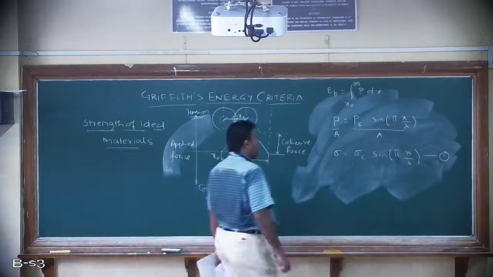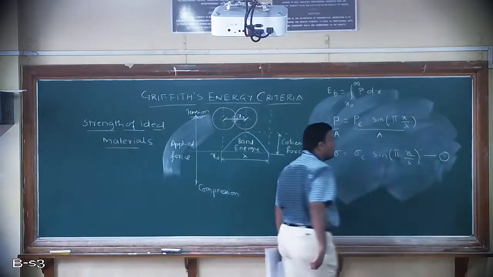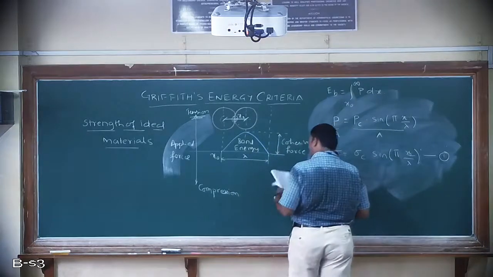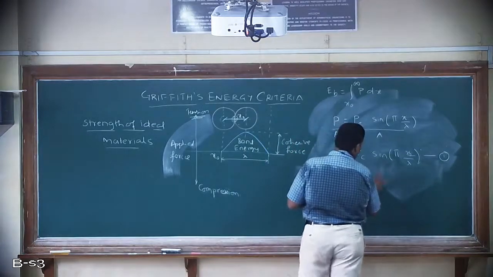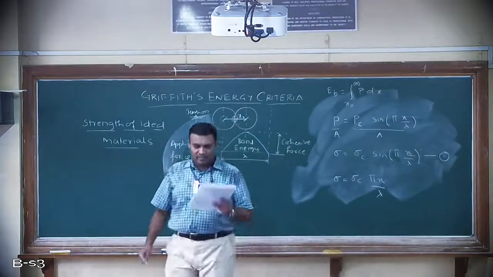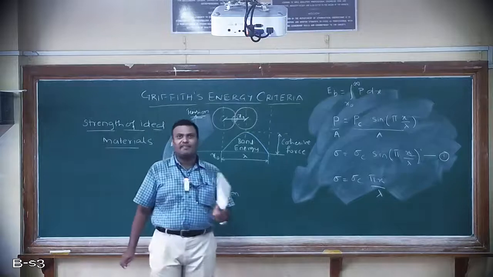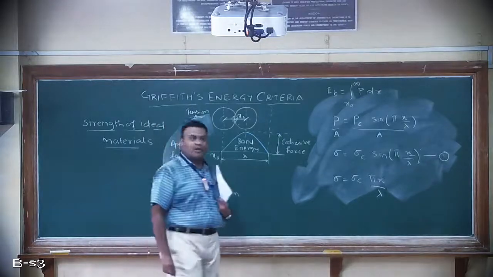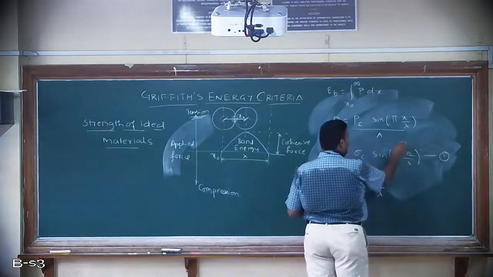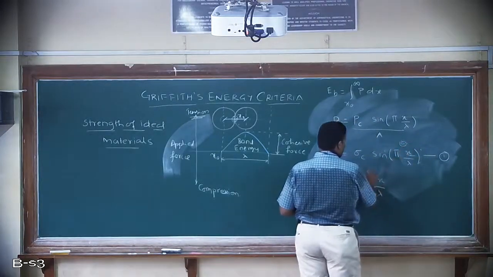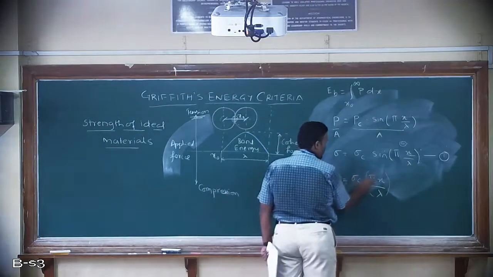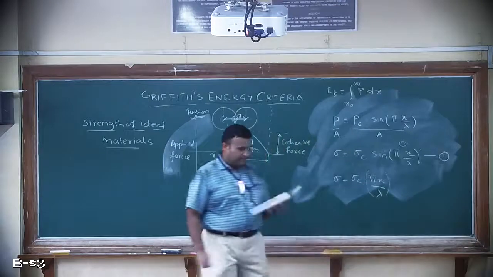So when there is a small displacement x, we can write sigma is equal to sigma c into pi x by lambda. The sine term gets eliminated because sine of theta will be equal to theta when theta is very small. In that case, this term is nothing but the theta term. So sine of theta when theta is small will be theta. So we get sigma is equal to sigma c into pi x by lambda.